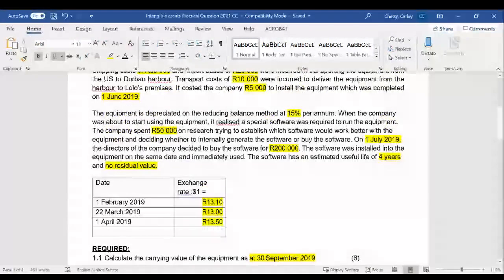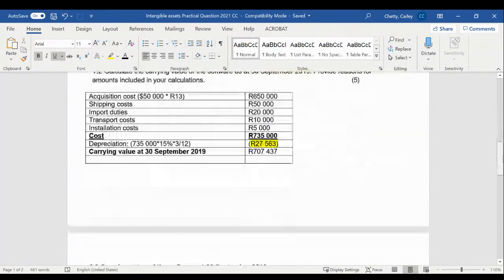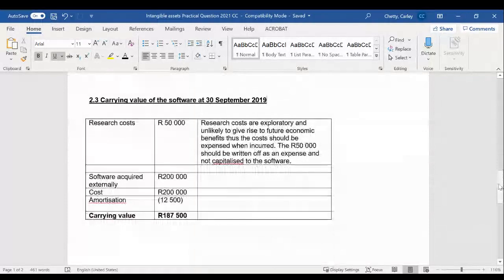What do you guys think? So this intangible asset is bought, meaning it has a fair value. We were willing to pay 200,000 Rand for it. Can we record the intangible asset at 200,000? Okay, you guys are correct. We can record the intangible asset at 200,000, which is what we have done here. So the software is externally purchased, so we can record it at 200,000 Rand.